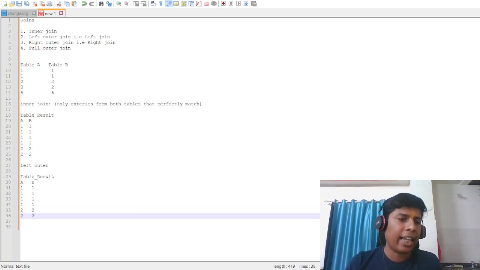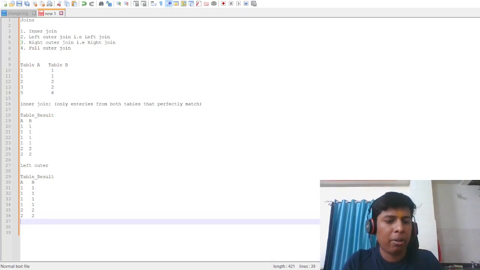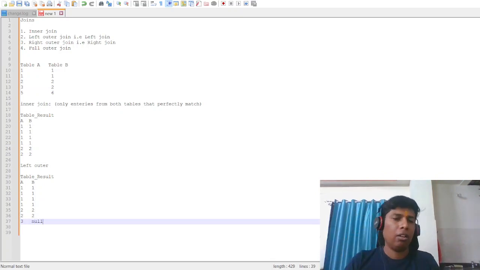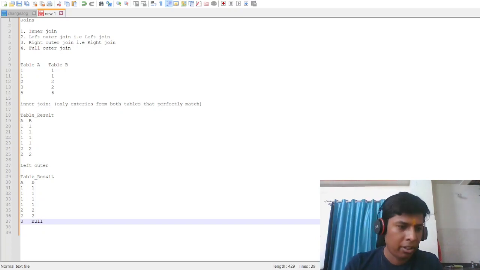So till here it is exactly the same as inner join. Now suppose for this 3, there is no match. We can see there is no match in table B, right? But still the output table will have an entry for 3, but for B it will be replaced with null. So that is the difference between inner join and left outer join, or left join.